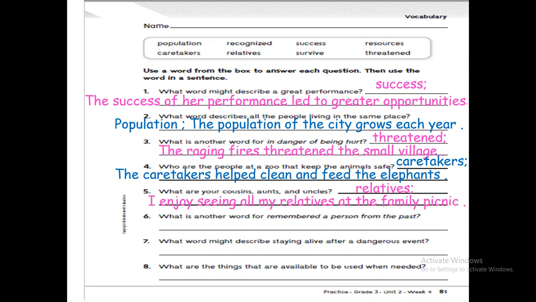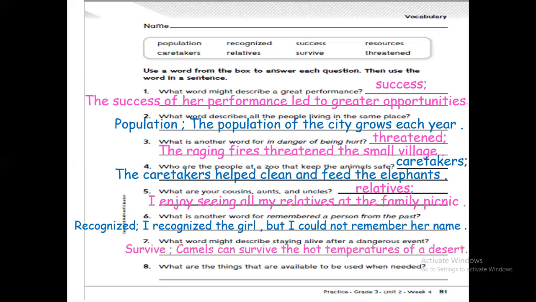What is another word for remembered? A person from the past, that means recognized. I recognized the girl, but I couldn't remember her name. What word might describe staying alive after a dangerous event? It means survive. Camels can survive the hot temperature of a desert.